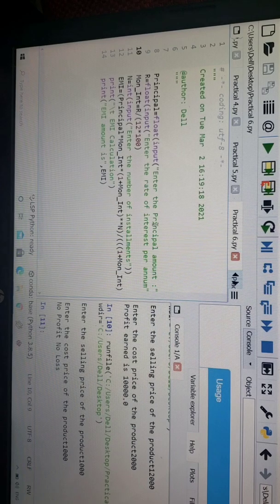See here we have used the formula that R, the rate of interest, should be divided by 12, because in 1 year we have 12 months. So each month we have to pay EMI. That's why I have used this formula, multiply by 100. Then enter the number of installments. How many installments you have to pay, that should be saved in N. That depends upon your principal.